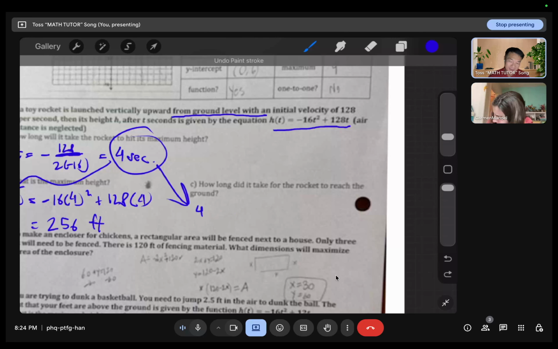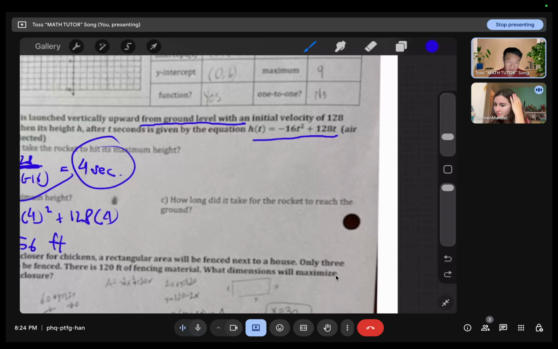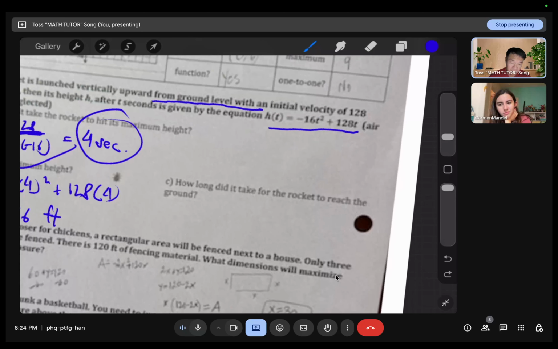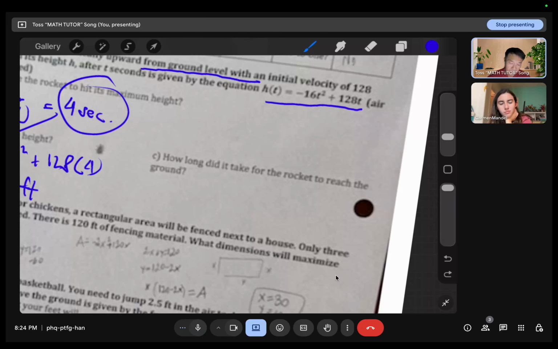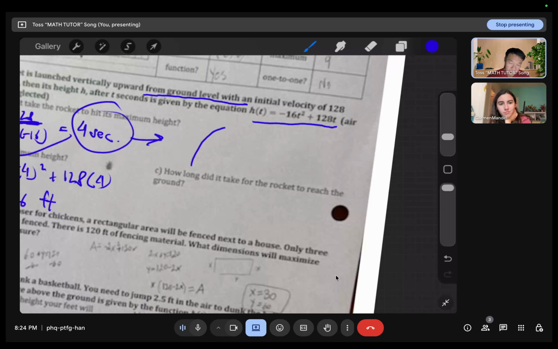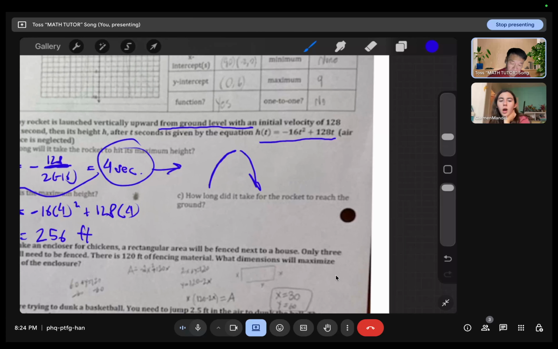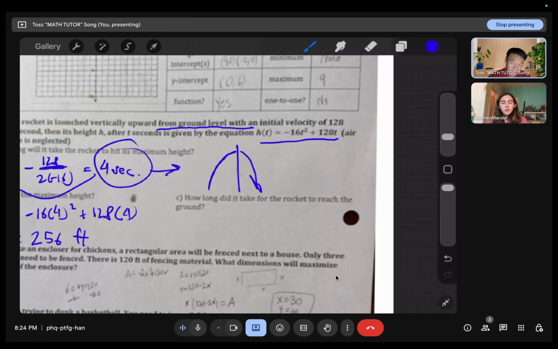Wait, let me show you. If I draw the picture, you understand it. If not, you have to actually do the math. It's not going to be fun. So the fast way is that the rocket goes up like this, and then it comes back down like this. If you remember from A, it says how long will it take to reach the max? It takes 4 seconds. That means the other half is going to be 4 seconds. So it's going to be 4 times 2.